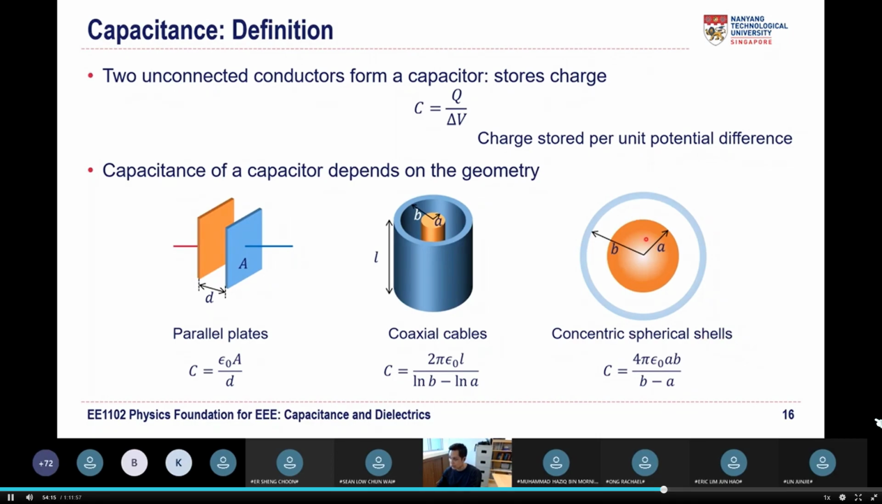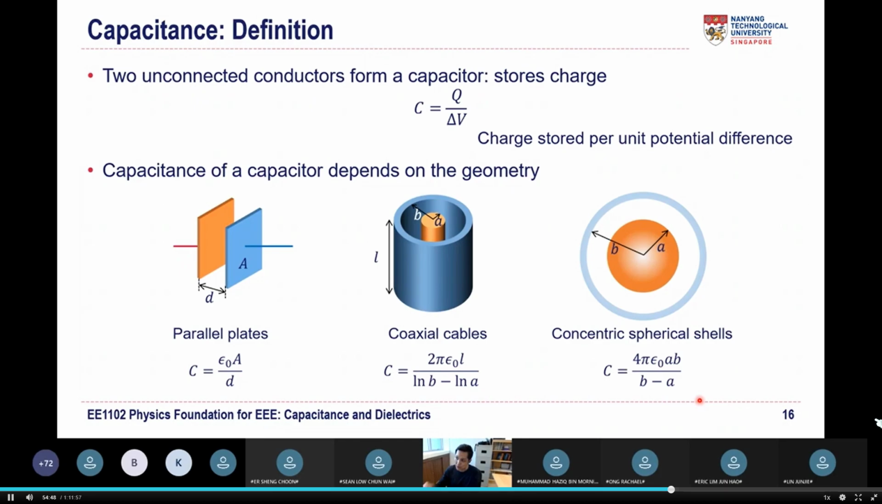Okay, you can also have a concentric spherical shell. So inside you have a sphere, and then outside you have a spherical shell surrounding it. If both of them are conductors, then you can again construct a capacitor, and the capacitance is going to be given by this equation. In all these three examples, the gap between the conductors, because in a capacitor you must have a gap between two conductors, is just free space, meaning vacuum or air.